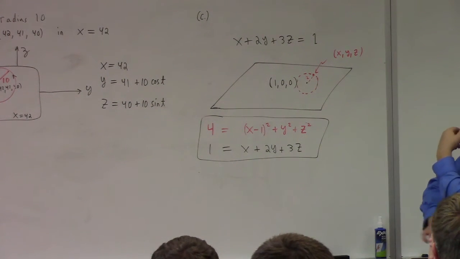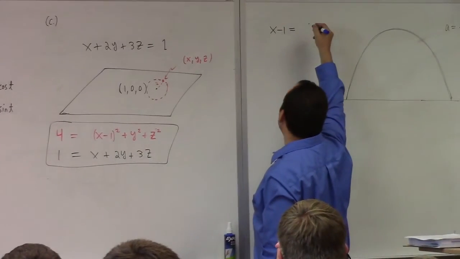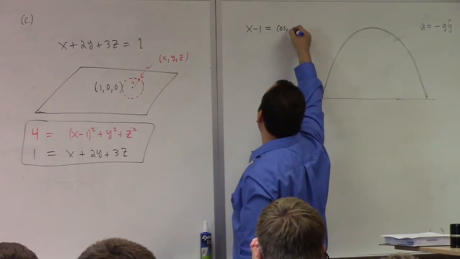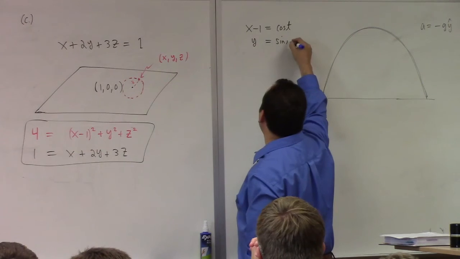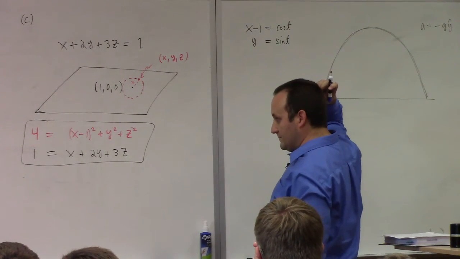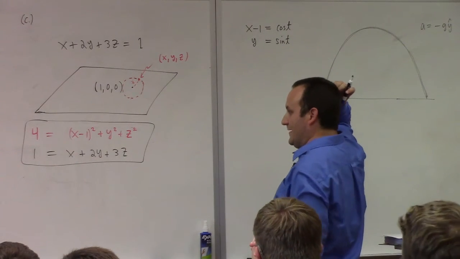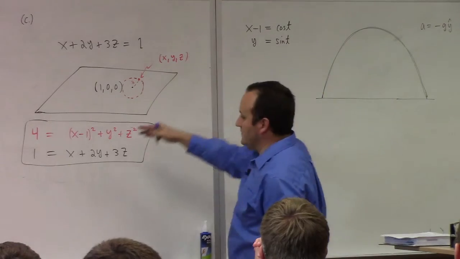Here's what I'm going to do. I'm going to say x minus 1 is equal to cosine t, and I'm going to say that y is equal to sine t, and see if I can get away with that. I may not be able to. Nope, I can't get away with it. I wanted to get away with it, but that won't work.